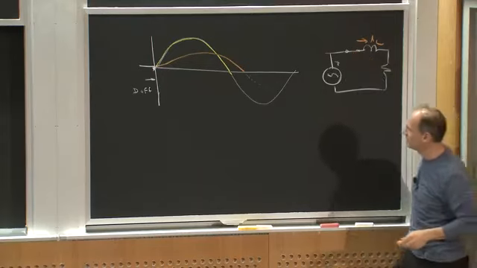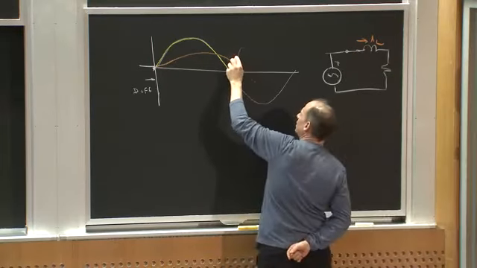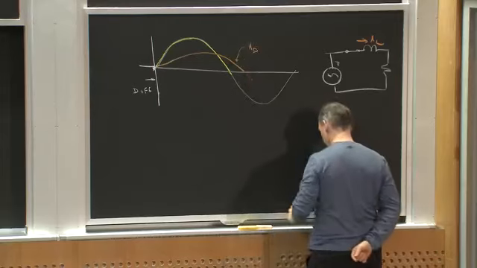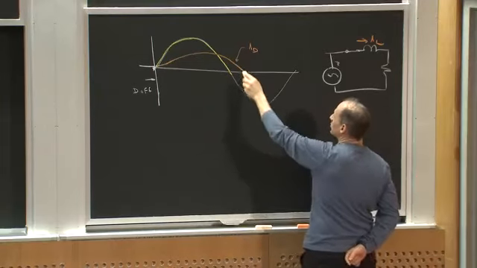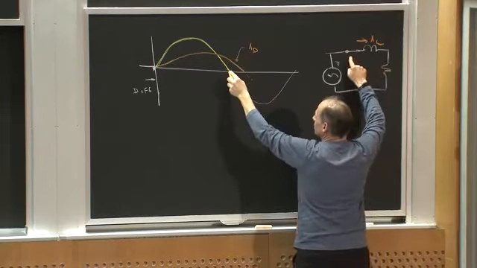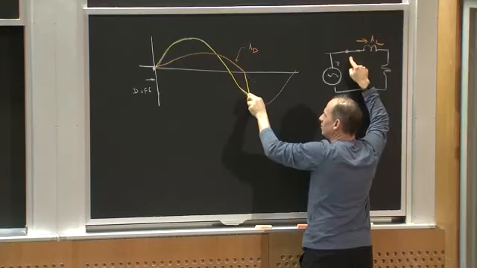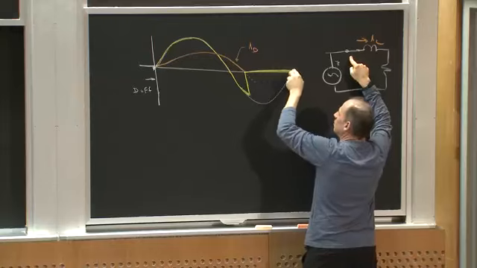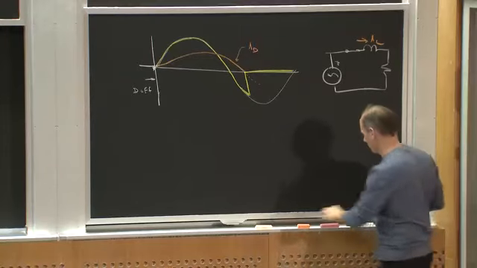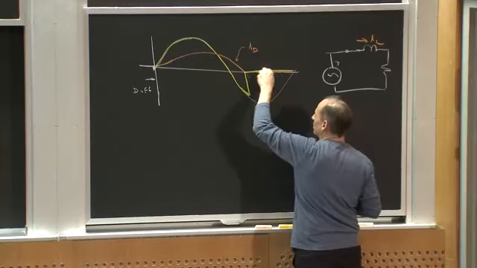So what would happen is, if this was ID, the diode would stay on as long as ID is positive. And when ID tried to go negative, this would go negative, and the diode would just turn off, and ID would go to 0. It would do something like this.